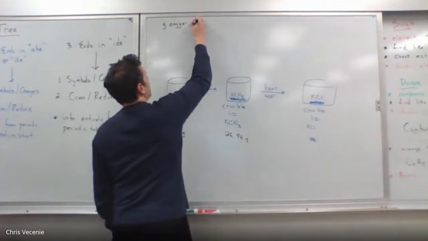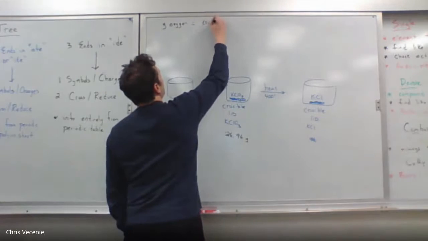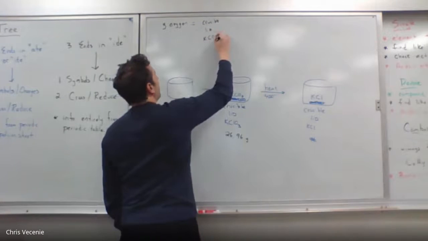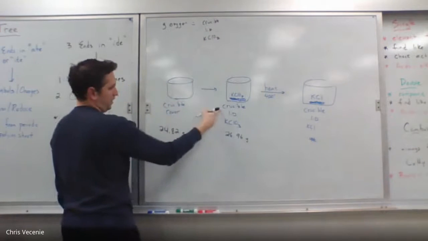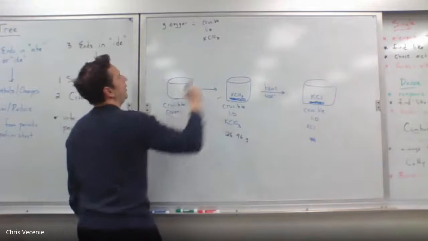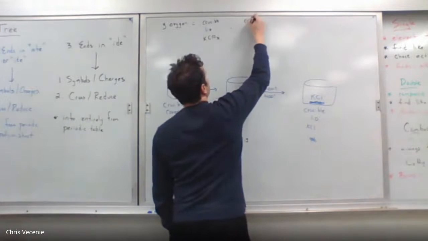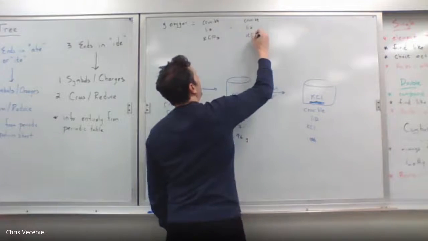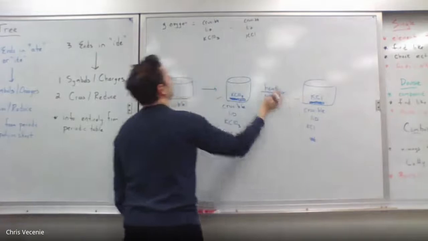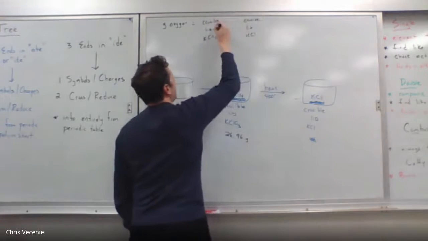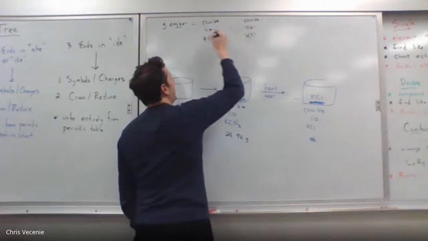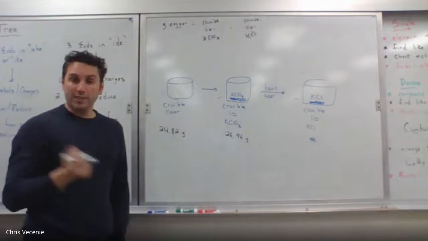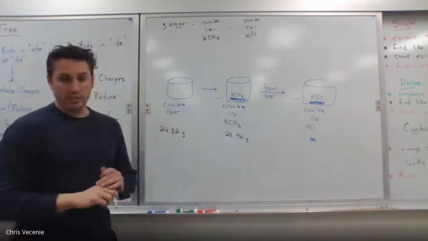I could do the crucible, the lid, and the KClO3, which is this one right here, minus the crucible, the lid, and the KCl, which is this one here. And look, crucible, crucible, lid, lid, K, K, Cl, Cl. The only difference between those is the oxygen that left the compound. That would work just fine.